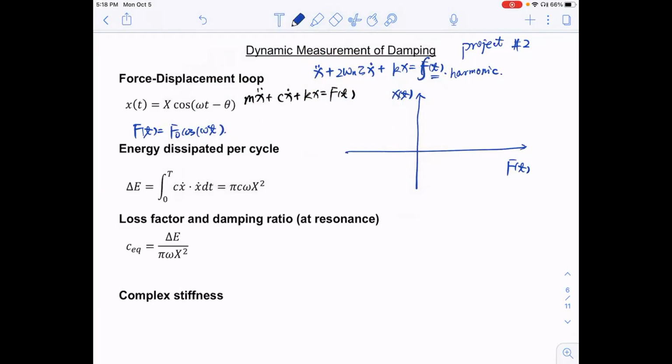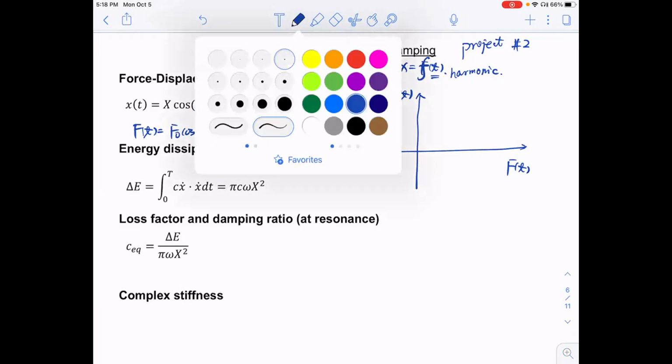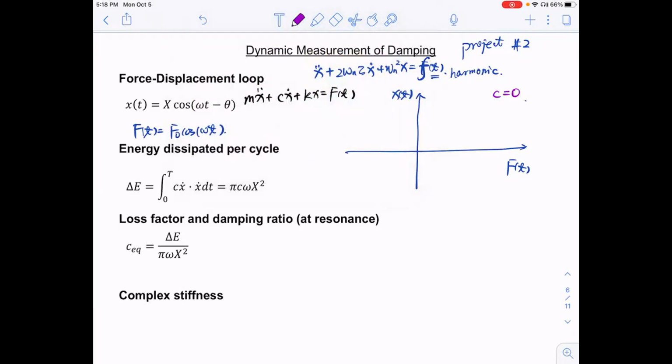That's actually a small f(t). So let's start from a very special case, when c equals 0. Then your equation becomes x double dot plus kx equals f(t), and also your omega is small. So if it's a static excitation and no damping, what you're going to have is a linear line, right? That's your elastic performance. If you remember your mechanics of materials class, that's basically the elastic region of your stress-strain curve.